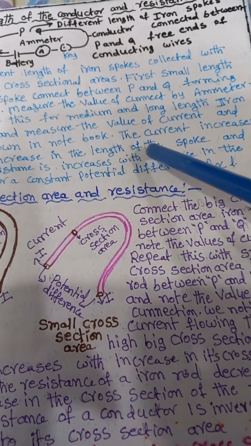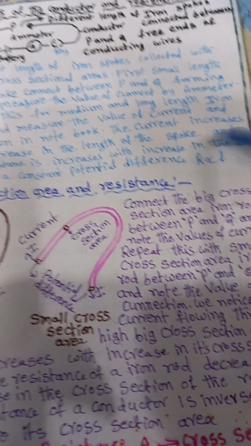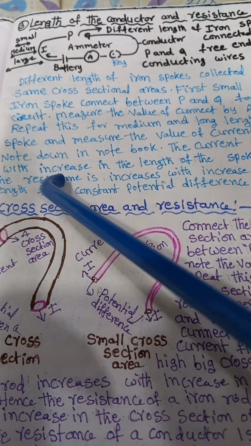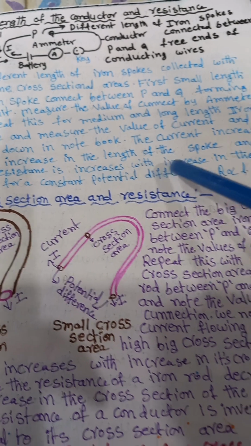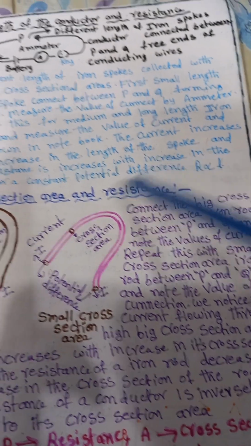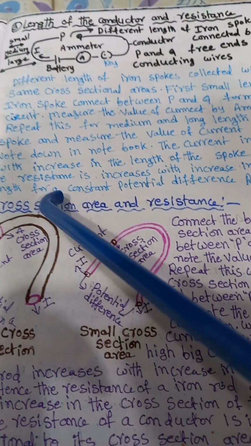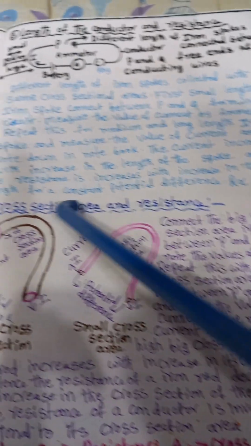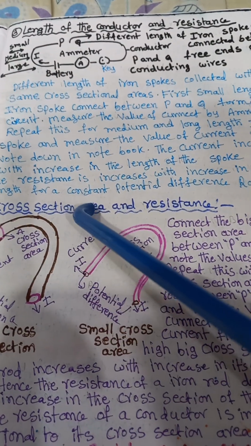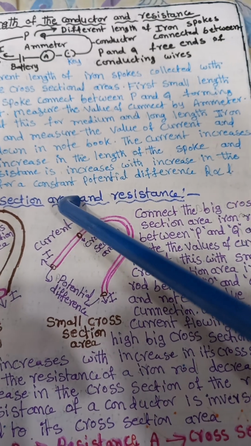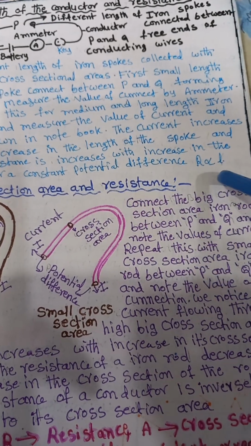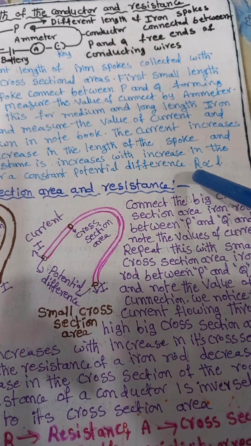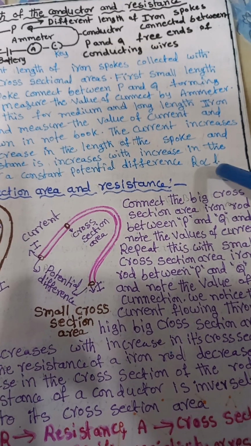The current decreases with increase in the length of the spoke, and the resistance increases with increase in the length for a constant potential difference. It means R is proportional to length.